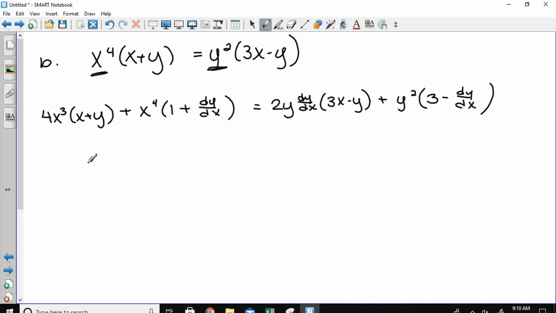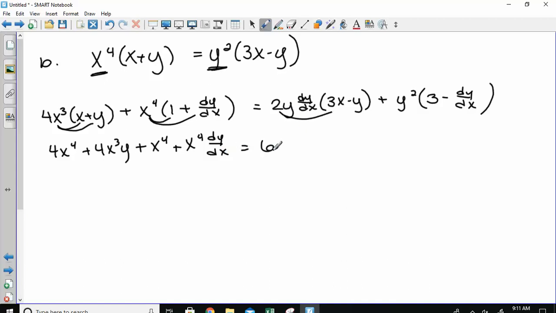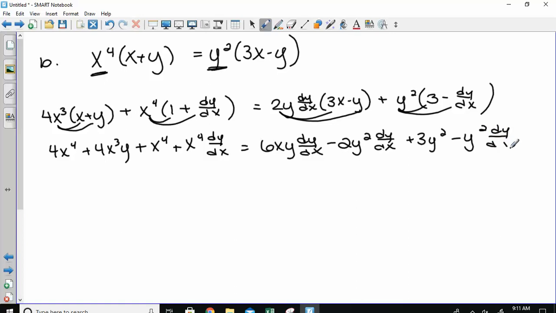Okay. So now it's kind of a mess. Now we're going to multiply it all out. So we get 4x to the fourth plus 4x cubed y, 6x to the fourth plus x to the fourth dy dx equals 6xy dy dx minus 2y squared dy dx plus 3y squared minus y squared dy dx.